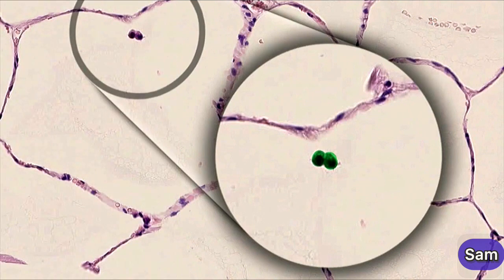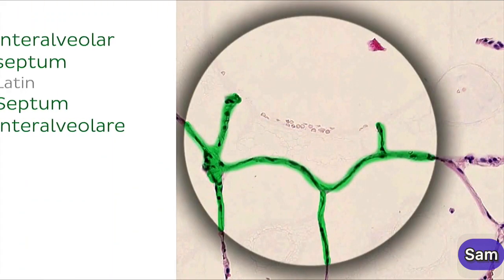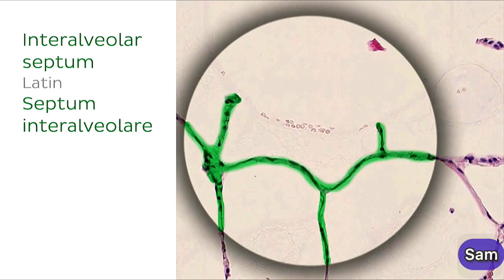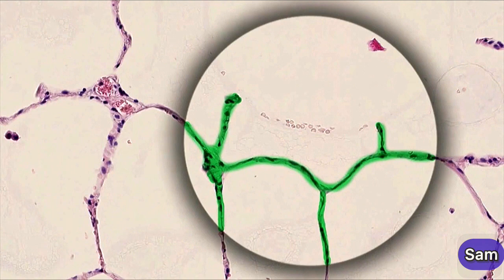All right, let's leave the cytology of the alveoli behind us now and have a look at the interalveolar septa. So these septa separate adjacent alveoli, and as you can see, their thickness is not uniform. And this is because the septa may consist of different types of pneumocytes, which, as we saw before, differ in thickness. All right, now the alveoli are the site where gas exchange occurs.